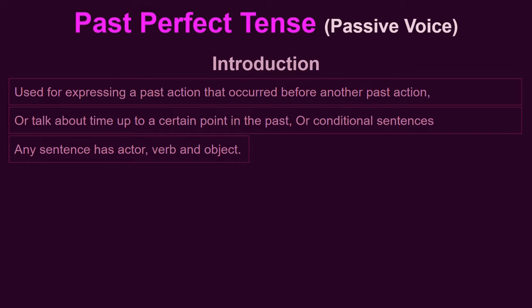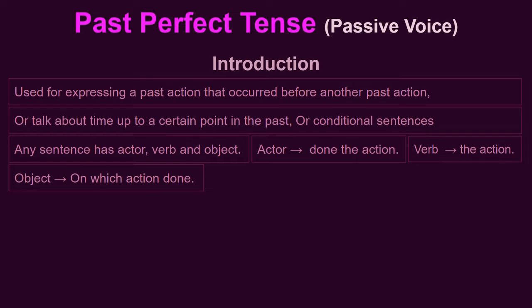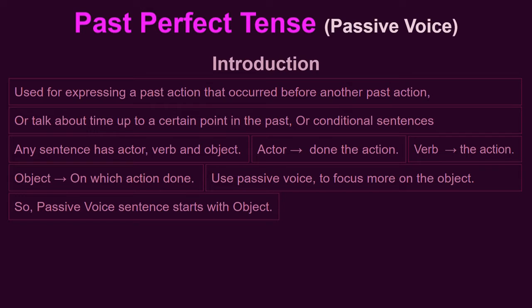Any sentence has actor, verb, and object. Actor does the action. Verb is the action. Object is the thing on which the action is done. Use passive voice to focus more on the object. So a passive voice sentence starts with the object.